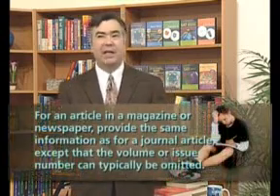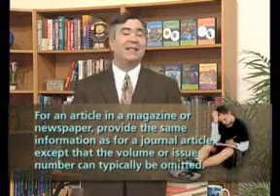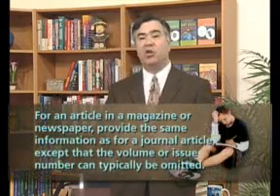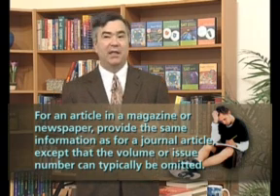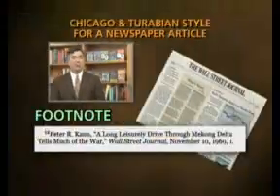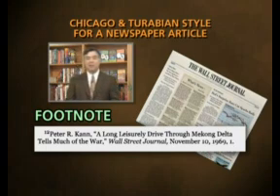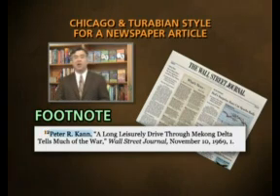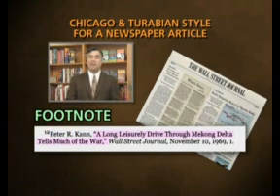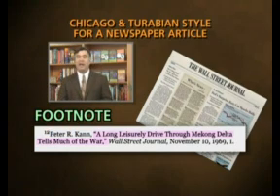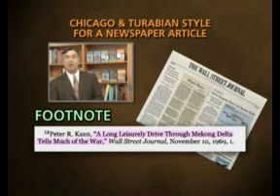Now, for an article in a magazine or newspaper, you would provide the same information as for a journal article, except that the volume or issue number can be omitted. For most popular periodicals, magazines, or newspapers, the date alone is enough to identify the issue being referred to. Here's a sample footnote for a newspaper article. This is footnote number 12. Peter R. Cann is the author of the article. The article title, in quotation marks, is A Long Leisurely Drive Through Mekong Delta Tells Much of the War.